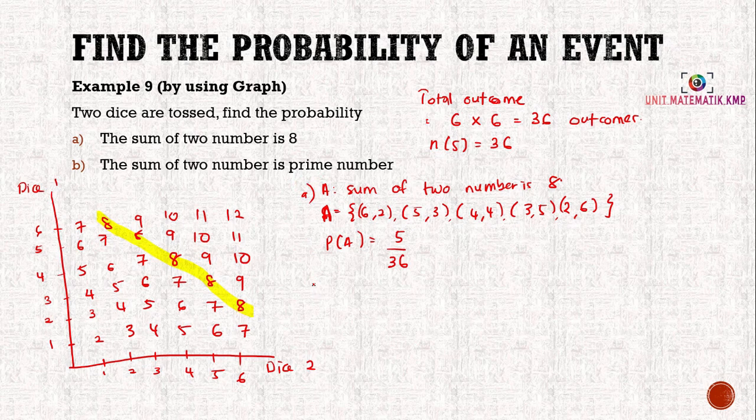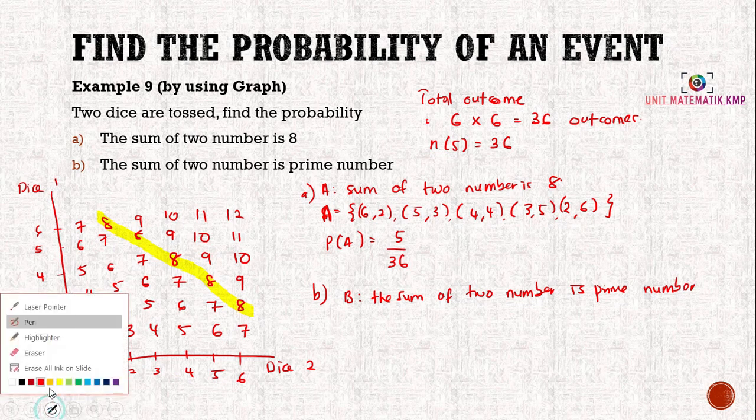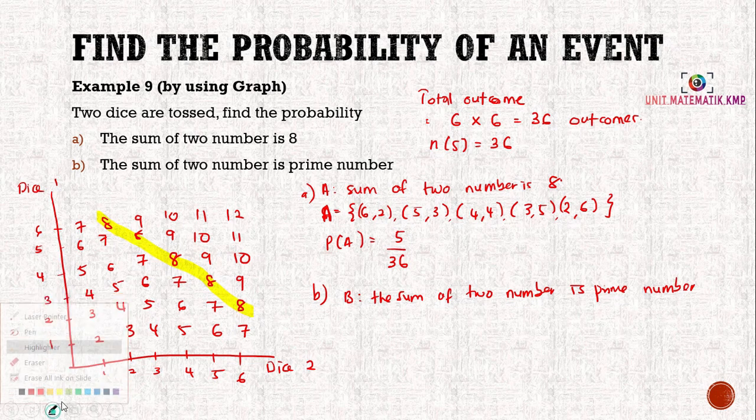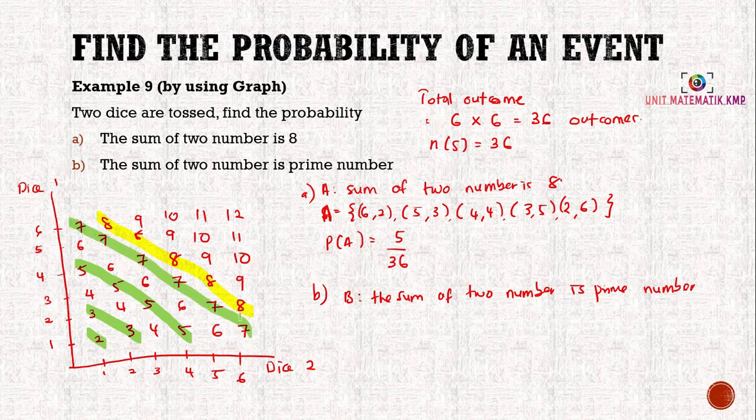Okay, and then question B, we name it as B lah. The sum of two numbers is a prime number. Still remember, prime numbers start from what number? 2, 3, 5, 7 and 11. So kita tengok dekat kita punya graph and then kita highlight kan. So 2 is prime number, 3 and then 5 and then 7 dan juga 11.